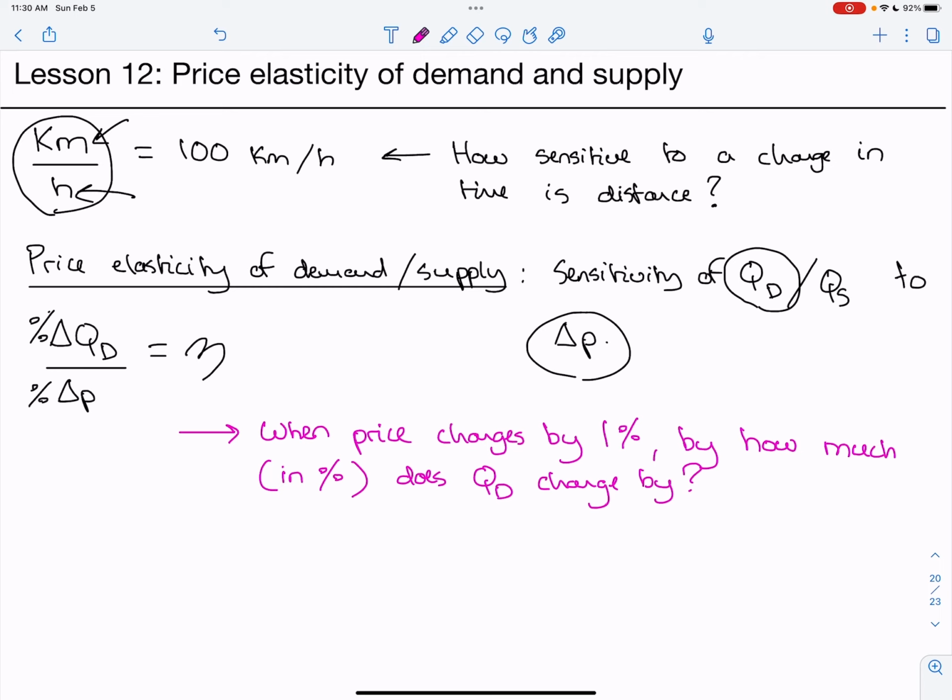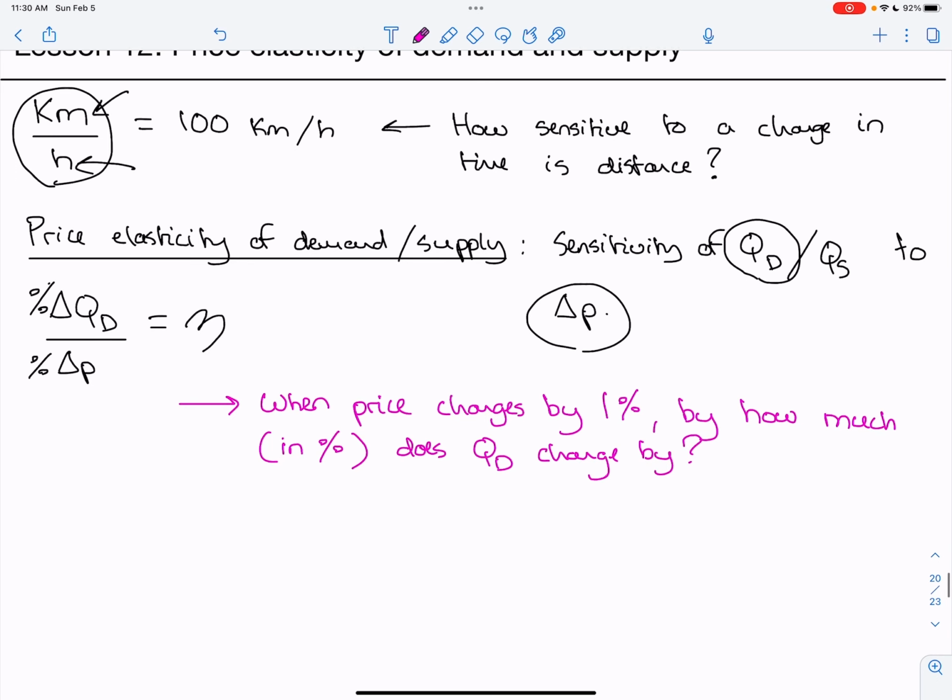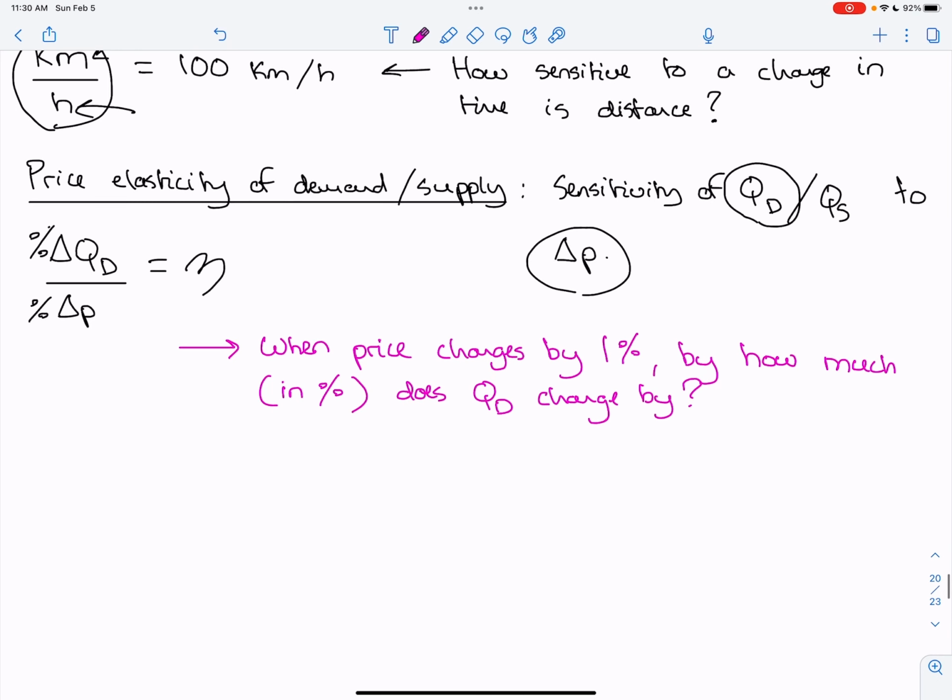Okay? So essentially, by adding this percentage symbol, rather than asking, okay, when price changes, say, by $1, by how many units would quantity demanded change by? Rather than saying dollar, we're just saying, okay, when price changes by 1%, by what percentage does quantity demanded change by? Okay? It's a little change, right? But it's useful in economics. And it is what we're interested in. It is what elasticity, in fact, is.